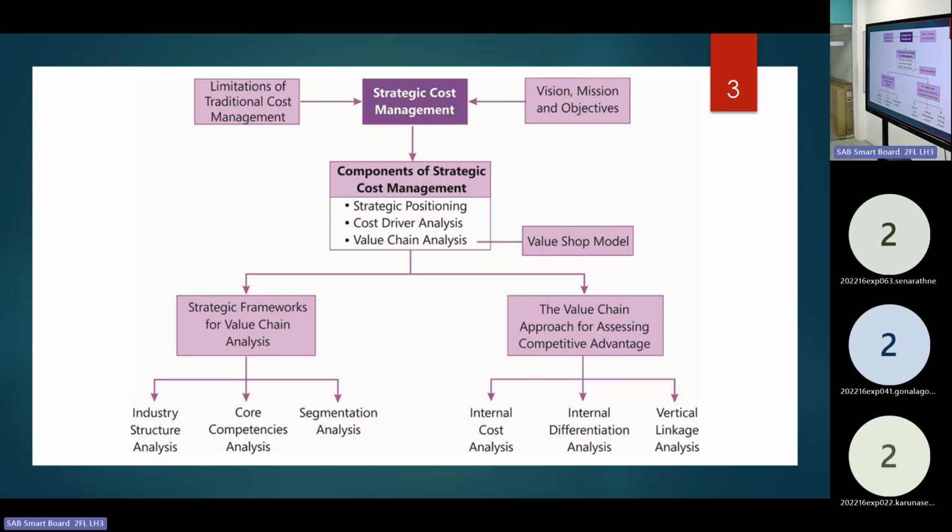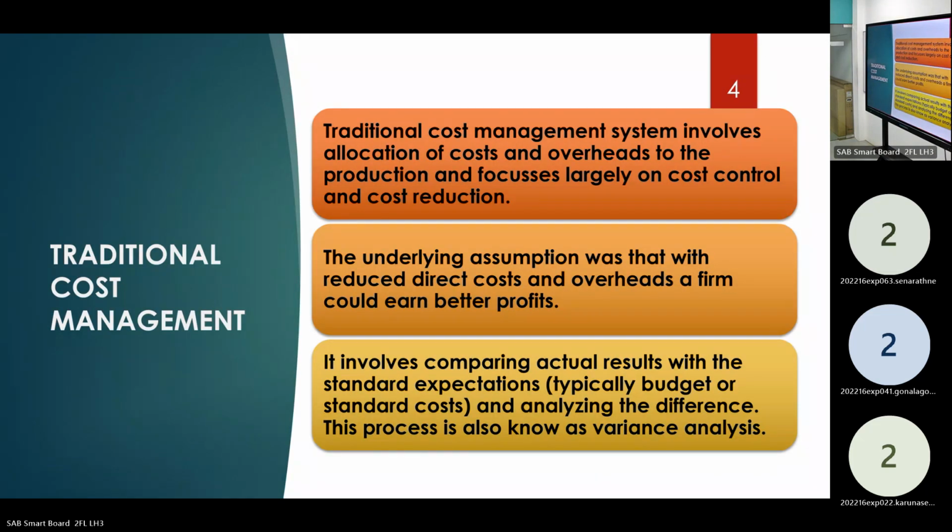But at undergraduate level in the advanced management accounting subject, you need to get an understanding of what is meant by strategic cost management, what its main components are, and the main tools used there. Those areas we are going to discuss. We'll start with the traditional cost management.